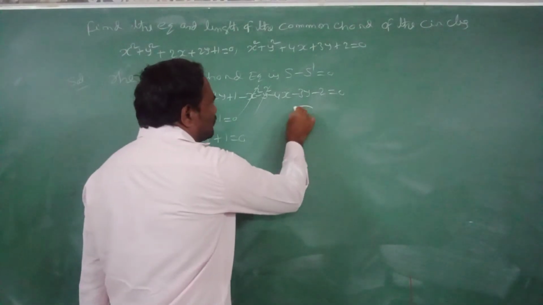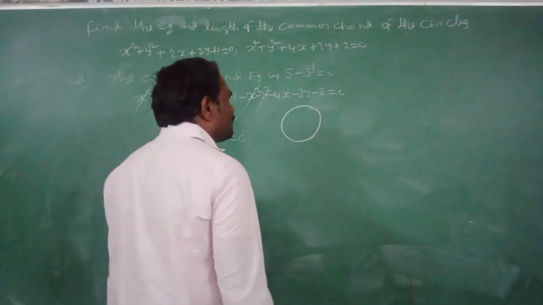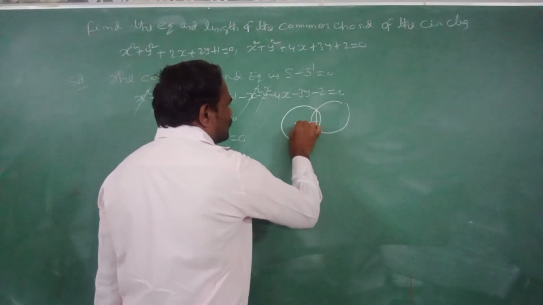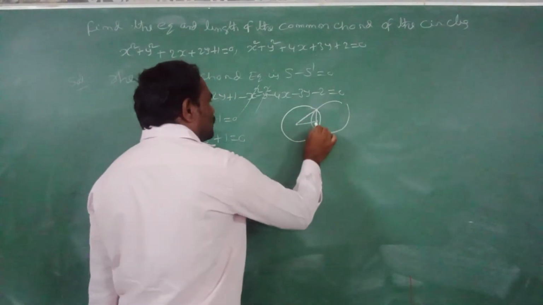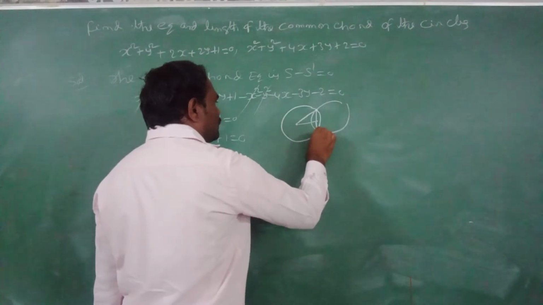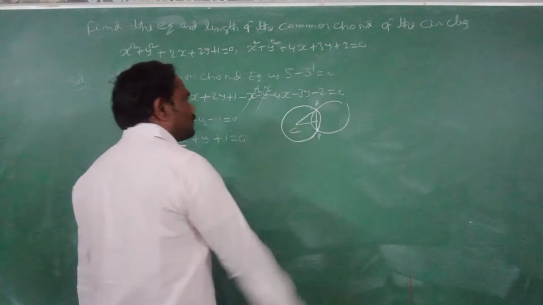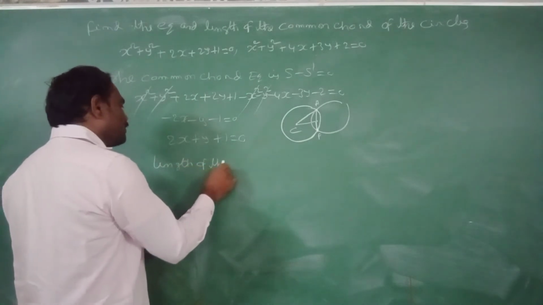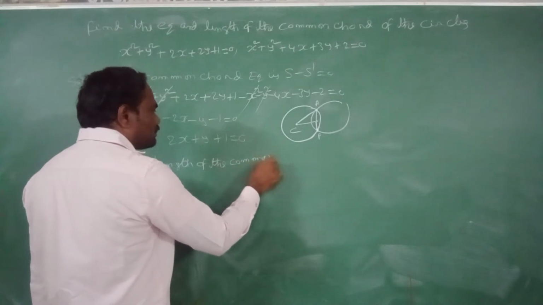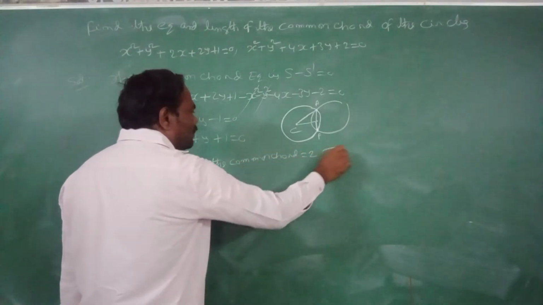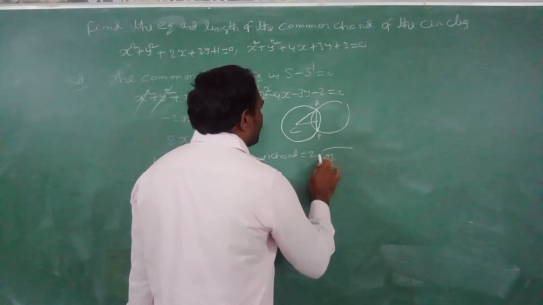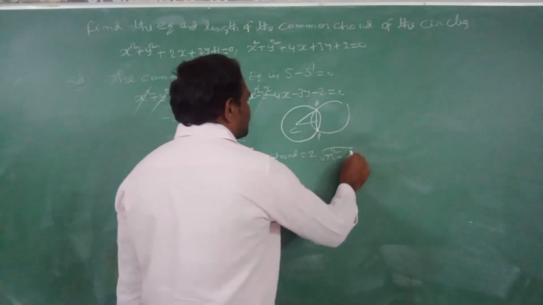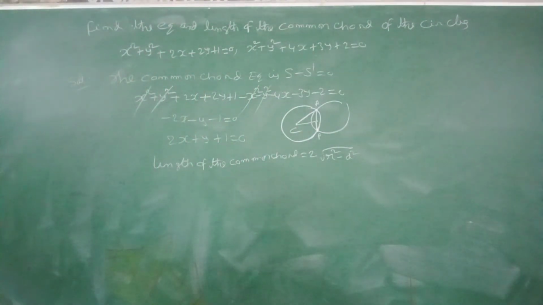Length of the common chord. The length of the common chord is equal to 2 √(r² − d²).